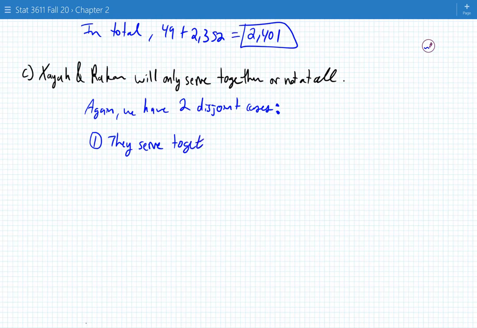They serve together. Then one of them is president and one is treasurer. So how many possibilities do we have? Two. Two possibilities. Either Zaya is president and Rakan is treasurer, or Rakan is president and Zaya is treasurer. Two possibilities.